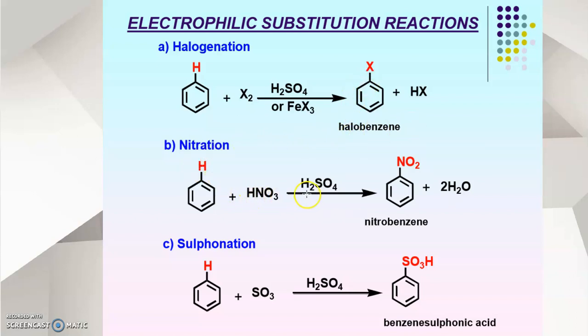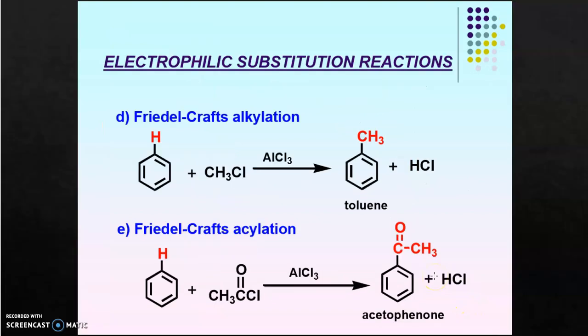Nitration react with nitric acid with presence of sulfuric acid, and then yang masuk dalam tu adalah NO2, so nitrobenzene. Sulfonation, you react with SO3 plus sulfuric acid. This is a must. I said dua-dua ni perlu ada. Kalau satu je letak tak ada sulfuric acid, tak akan dapat benzene sulfonic acid ni. So kena dua-dua kena tahu.